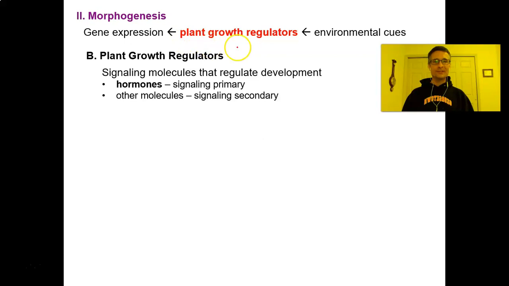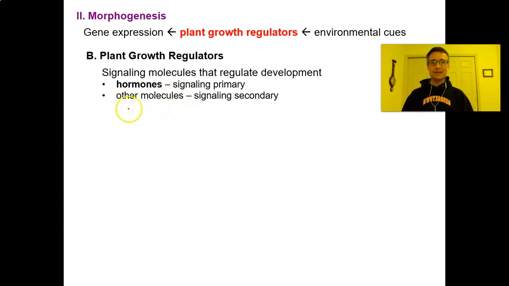And cell signals can take a variety of forms, but in plants we're going to call this group of molecules that can act as cell signals plant growth regulators. These are signaling molecules of various kinds. They can be hormones, and the idea behind a hormone is that this is a molecule that is primarily responsible for signaling. It doesn't have a lot of other functions.